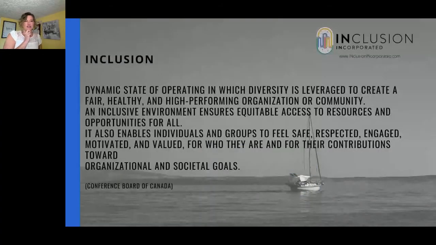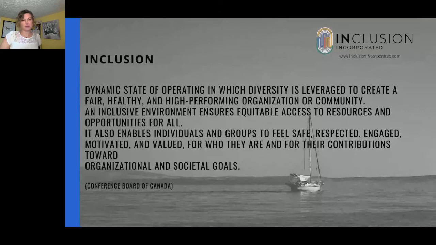So the definition of inclusion is a dynamic state of operating in which diversity is leveraged to create a fair, healthy, and high-performing organization or community. An inclusive environment ensures equitable access to resources and opportunities for all. It also enables individuals and groups to feel safe, respected, engaged, motivated, and valued for who they are and for their contributions towards organizational and societal goals. So lots of the pieces that you just brainstormed have certainly popped up in that definition as well, thinking about how we intentionally plan for each person to be part of our programs.